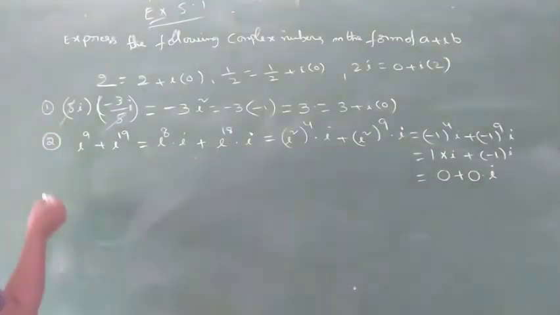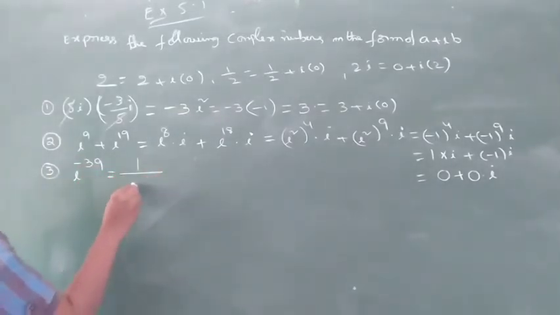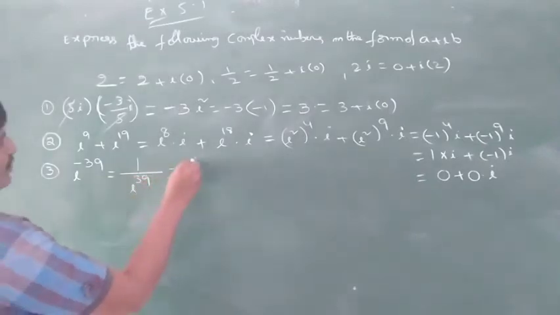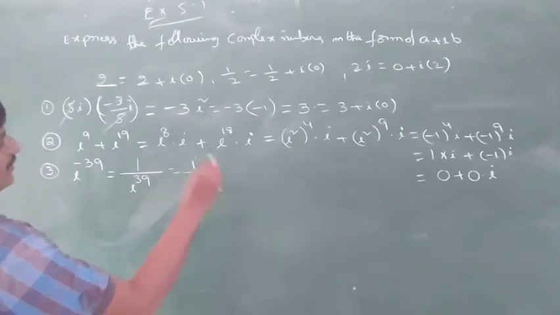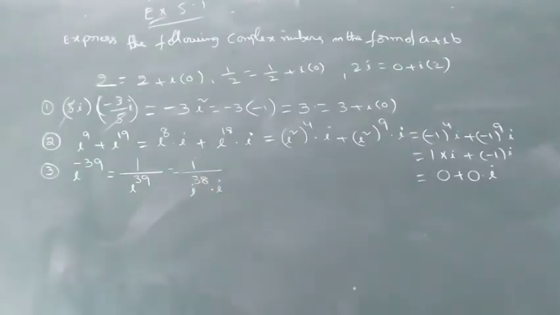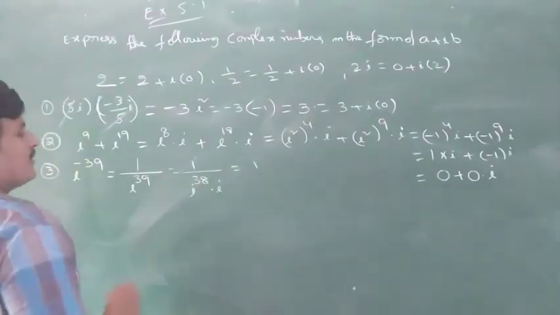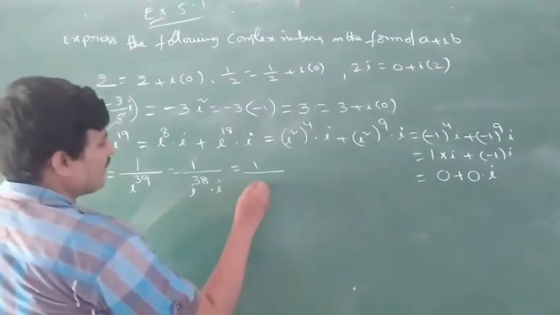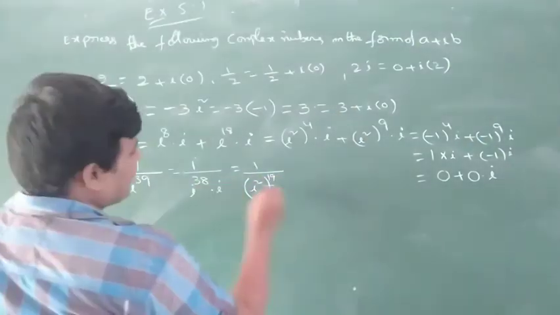Next, the third one: i power minus 39. I power minus 39 is equal to 1 by i power 39, that is equal to 1 by i power 38 into i. 38 plus 1 is 39, so 1 by i square whole power 19 into i.